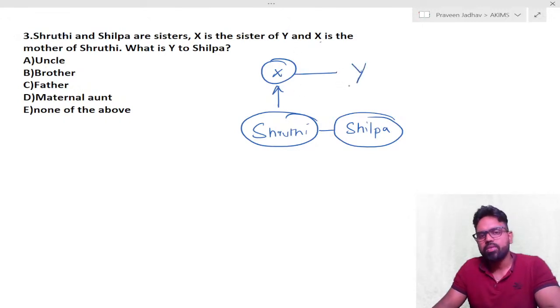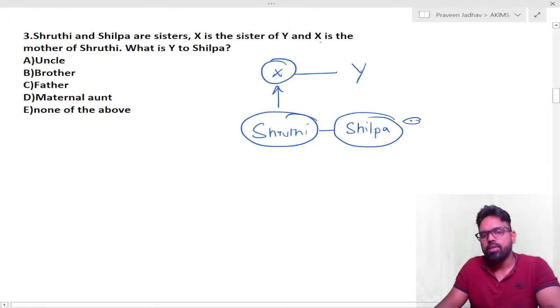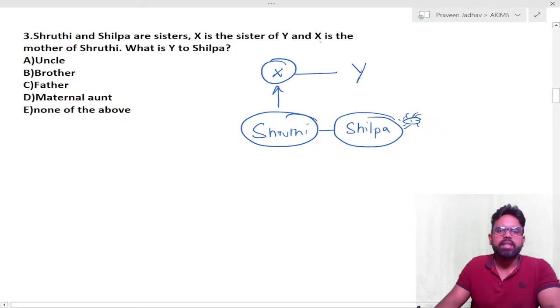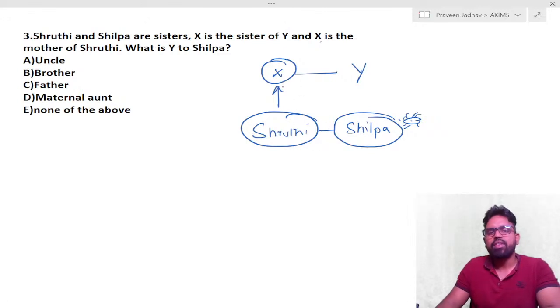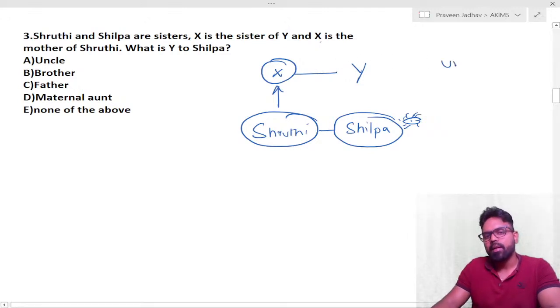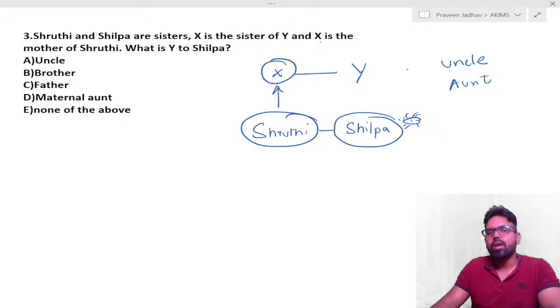What is Y to Shilpa? To Shilpa, X is what? Mother. If it is Shruti's mother, then it is also Shilpa's mother. Now, mother's relative: if it is a male character, it will be uncle. If it is a female character, it will be aunt. But it will be for sure maternal. Maternal aunt or maternal uncle.